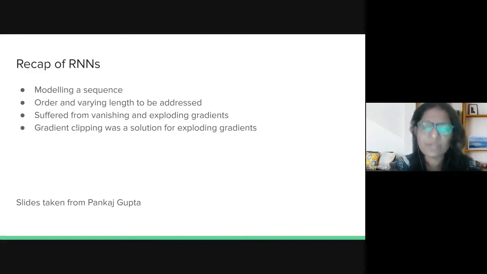Hence, we saw one very simple solution, which was gradient clipping, which was basically setting a threshold so that the gradients don't explode. So now we're going to see various ways. We do not use RNNs as they are for text. Even in the tutorial, we had used LSTMs. So we will be seeing LSTMs in detail and other variations of RNNs that have created a good space for text modeling.